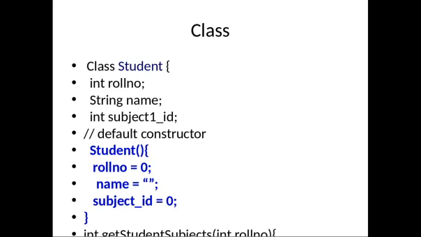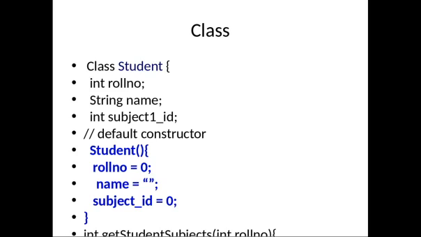And here you can see in blue marked ink we have defined a constructor with the same name, and it will be called like a method. There will be no return type and no parameter will be passed. So Student parenthesis, and then inside that the method block. You have initialized those three attributes or data: roll number equals 0, name equals an empty string, and subject id equals 0.